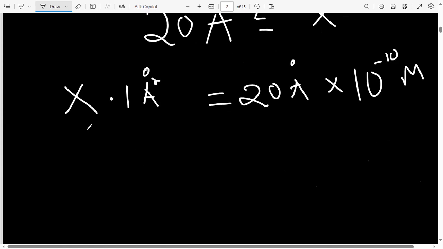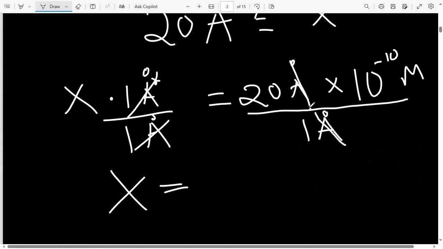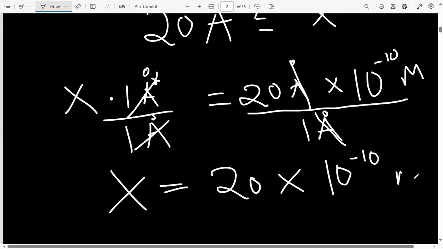We want to find the value of x, so we divide both sides by 1 angstrom. This one and this one cancel. The angstrom on this side also cancels. So we remain with x equals 20 multiplied by 10 to the power minus 10 divided by 1. So we have 20 multiplied by 10 to the power minus 10 meters.